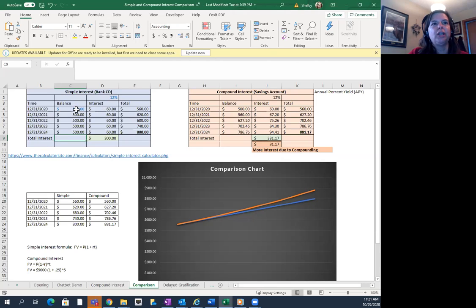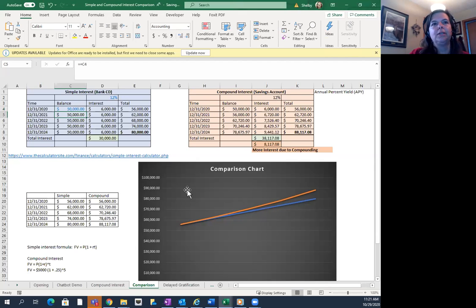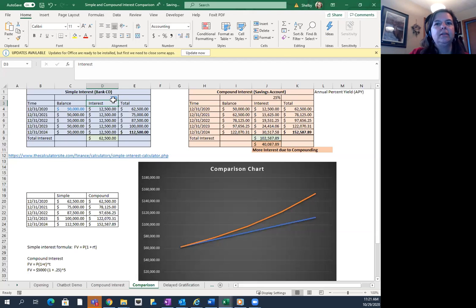So if I would change an amount that is shown up here, it will also change the graph. So you can see the differences happening. I can also change the percent. And there again, you can kind of see how the interest had caused it to, the compound interest, to have even a bigger amount.